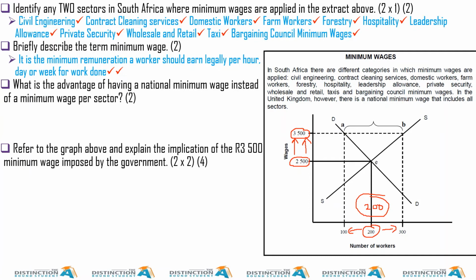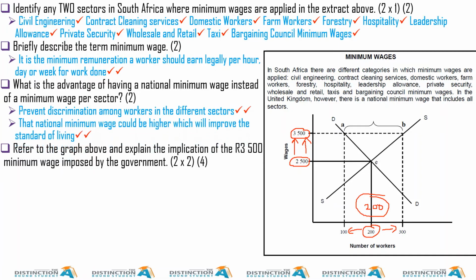What is the advantage of having a national minimum wage instead of a minimum wage per sector? Having a national one, it prevents discrimination among workers in the different sectors. The national minimum wage could be higher, which will improve the standard of living. Okay, that's true, and arguable at the same time.